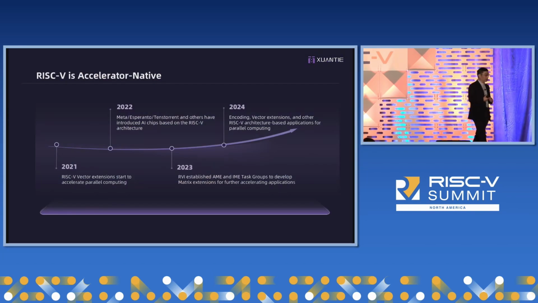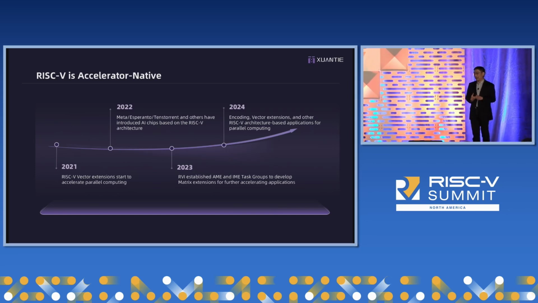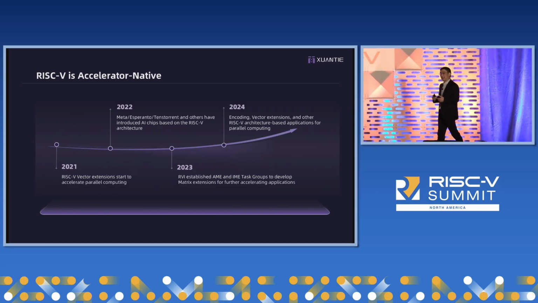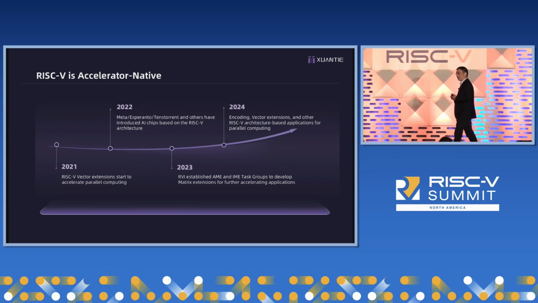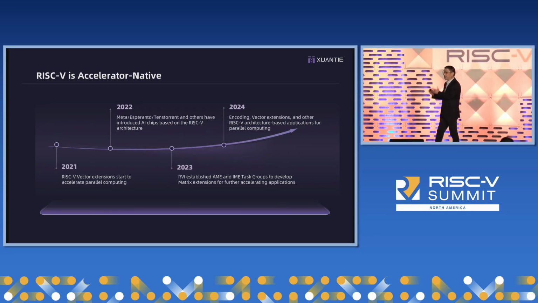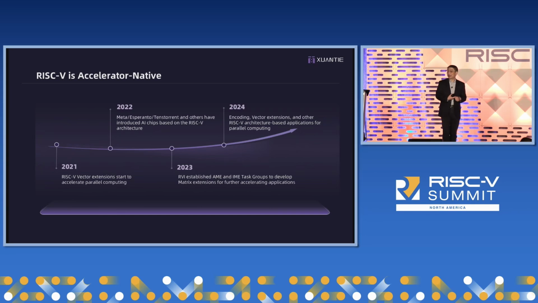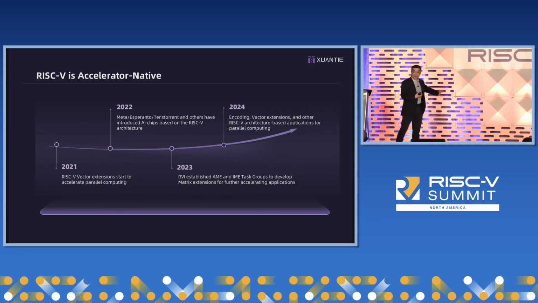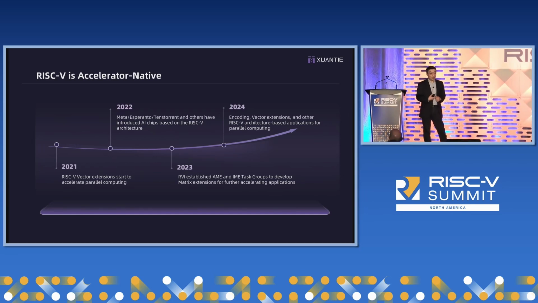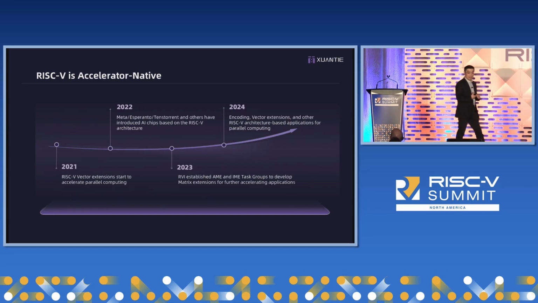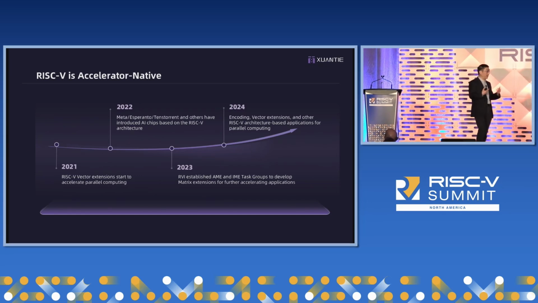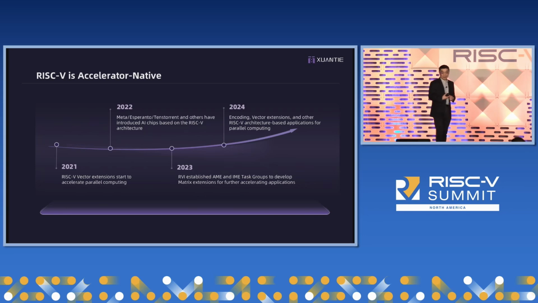The next exciting thing is the accelerator. Krista also mentioned RISC-V actually started as an accelerator design, and later on gradually moved into a CPU design. In recent years, if you look at this picture, 2021, RISC-V has built the vector extensions, and in 2022, during the pandemic, lots of companies like Meta, Esperanto, and Tenstorrent have their own AI chips based on these extensions.